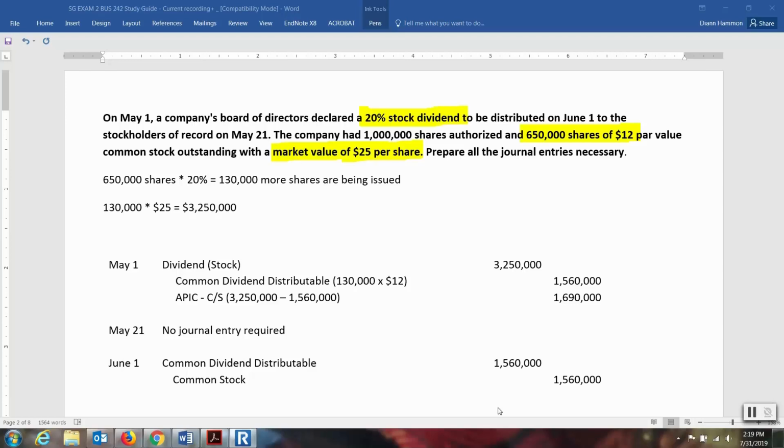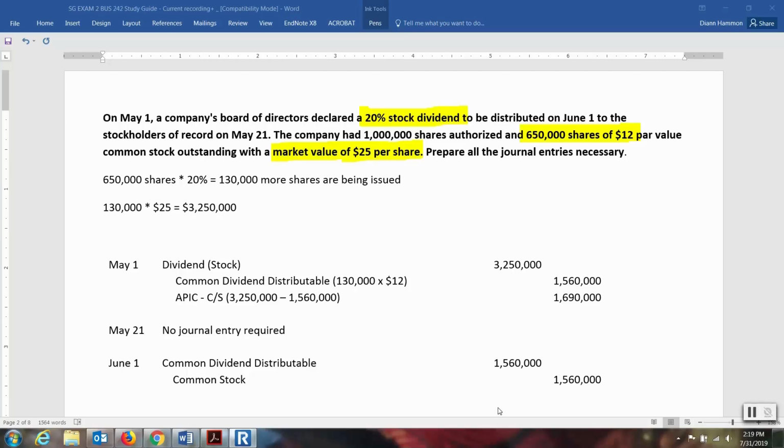In this video, we're going to review journal entries that are necessary to prepare when a company declares a stock dividend. A company might declare a cash dividend, but they could also declare a stock dividend. And that's what we have for this problem.